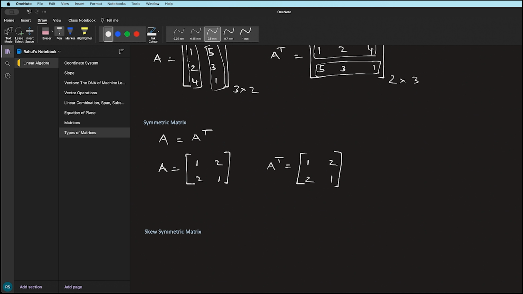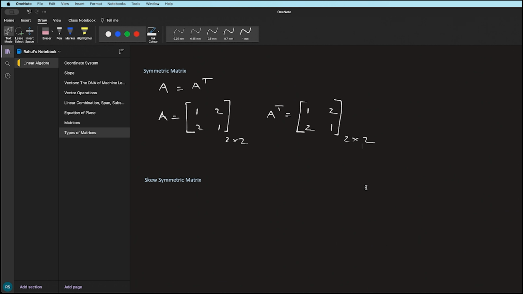So in this case, you can say that if you change the rows into columns and columns into rows, both matrices will be the same. This is a 2 cross 2 matrix, and it is also a 2 cross 2 matrix. So I can say that this matrix is a symmetric matrix. When you take the transpose of a matrix and the resulting matrix is equal to the original matrix, then we can say that it is a symmetric matrix.